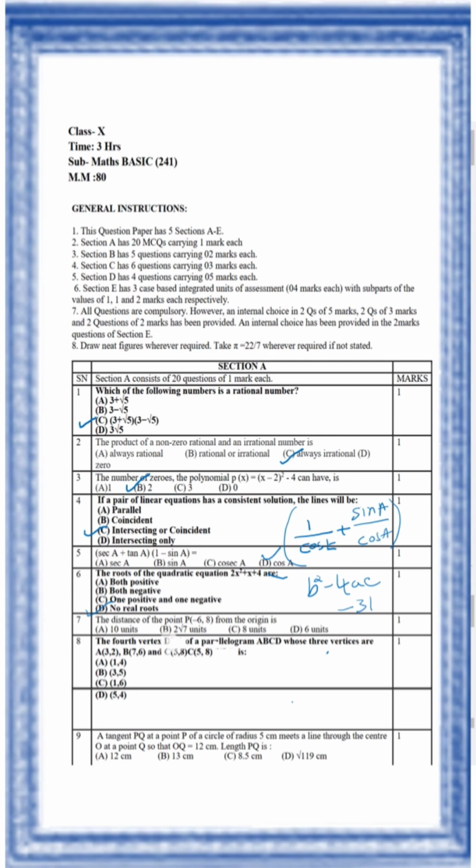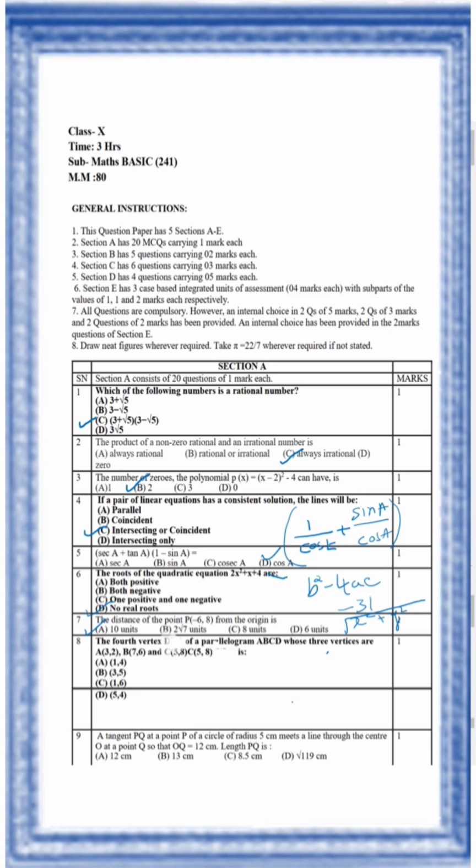Option D is correct. The distance of the point P minus 6, 8 from the origin is: distance formula is square root of x square plus y square. Here x square is minus 6 the square, which is 36. Y square is 8 the square, that is 64. Square root of 36 plus 64 is square root of 100, that is equal to 10 units. So option A is correct.